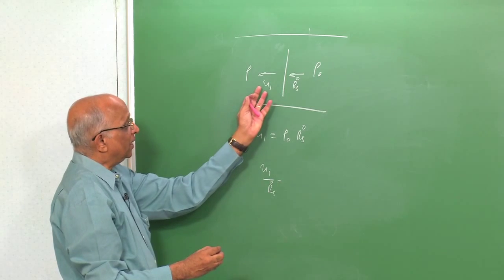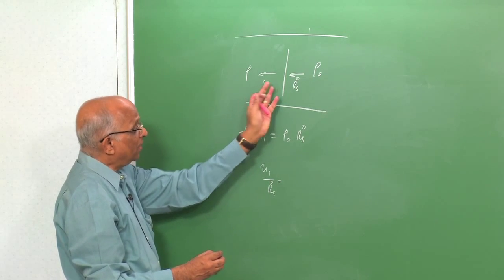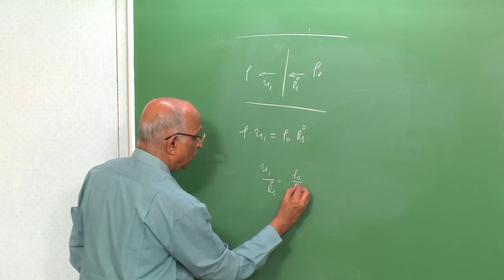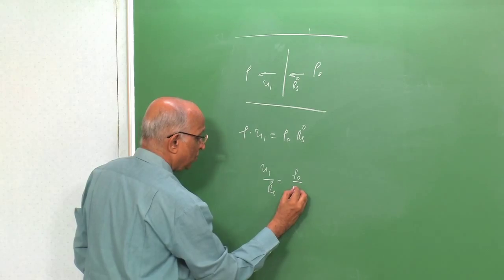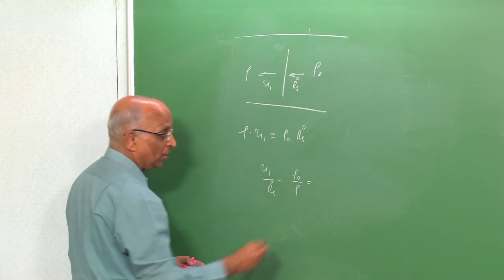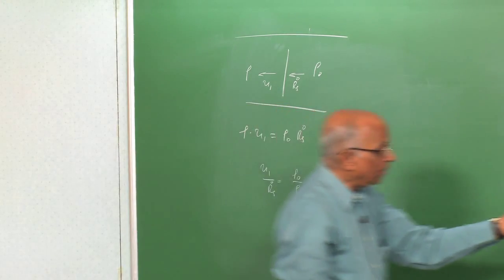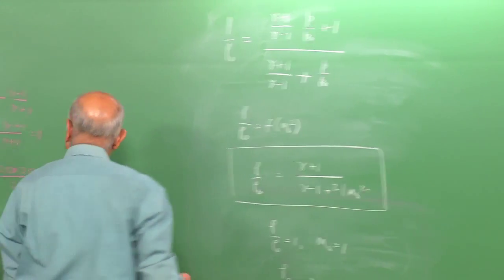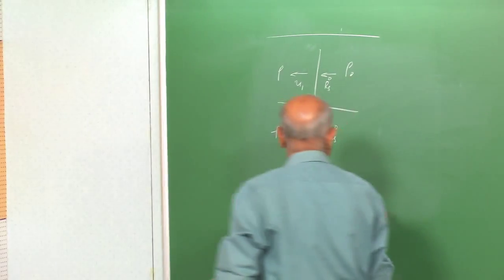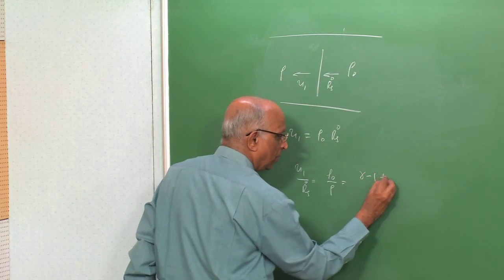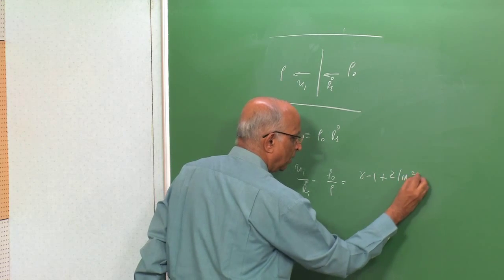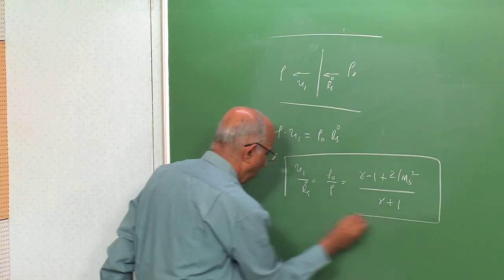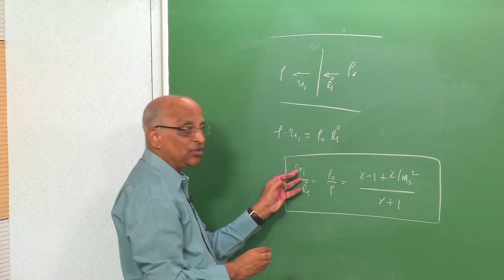That means the velocity behind the shock wave in the frame of reference of the shock wave is equal to rho 0 by rho times r s dot. For rho by rho 0 I already have the expression, namely gamma plus 1 divided by gamma minus 1 plus 2 over m s square. Therefore u 1 by r s dot is equal to gamma minus 1 plus 2 over m s square divided by gamma plus 1, and this gives me the velocity of the gases behind the shock front.